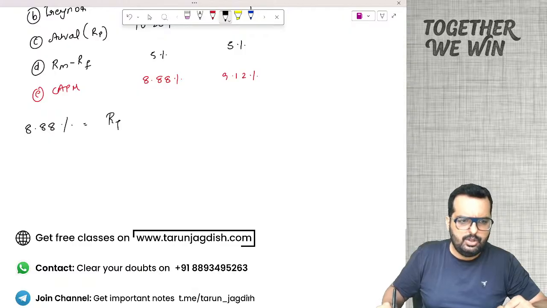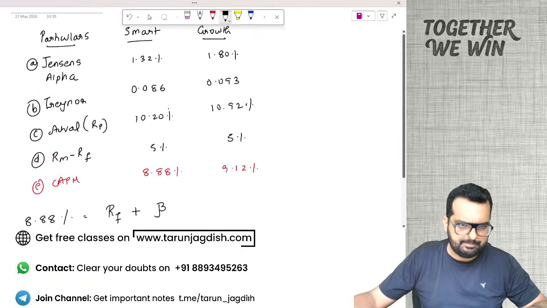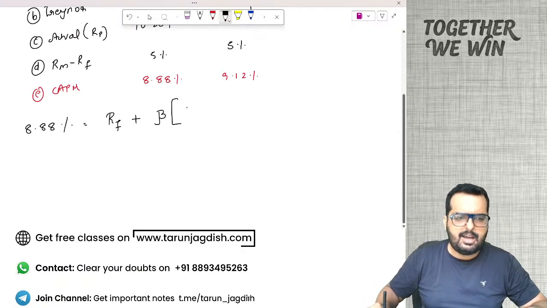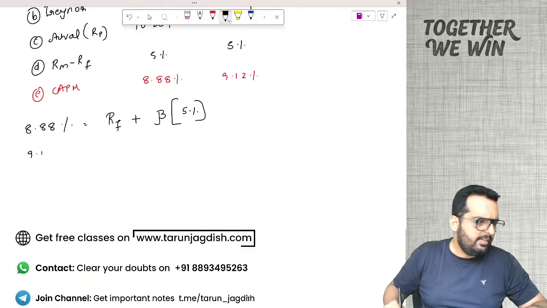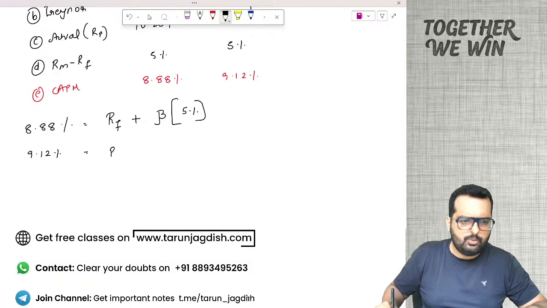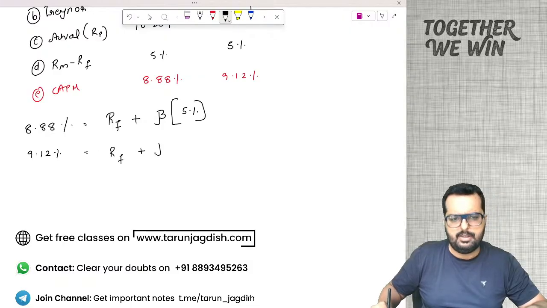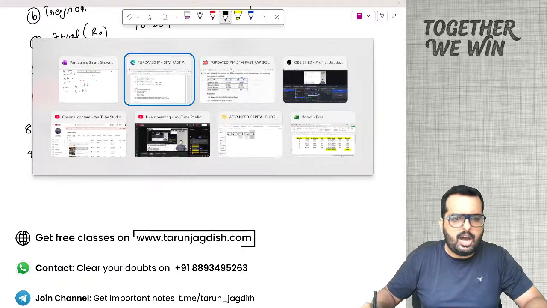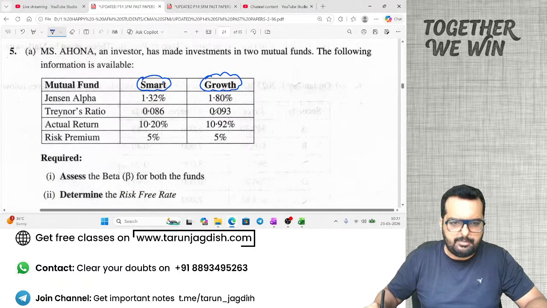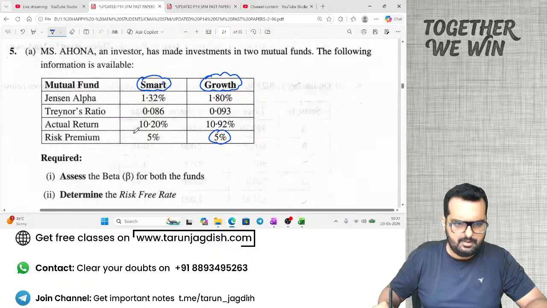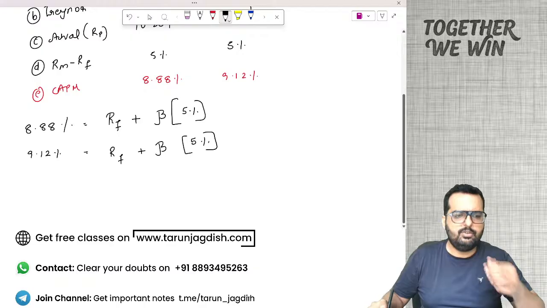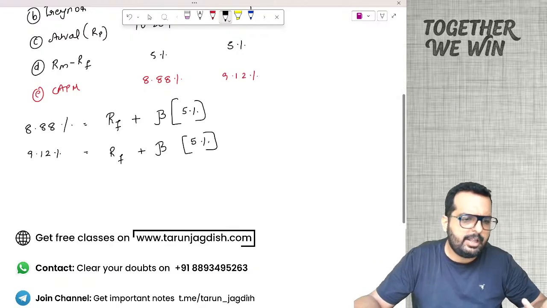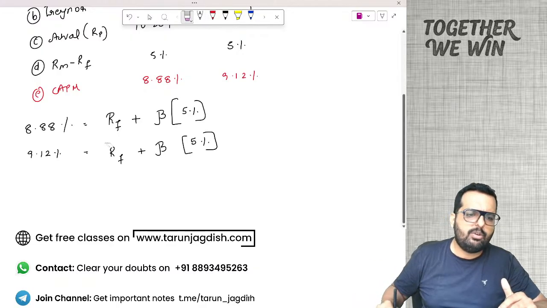8.88% is equal to some RF plus beta for Smart into RM minus RF, which we know is how much? It's 5%. Everybody clear? Same way, 9.12% is equal to RF plus beta into, again, RM minus RF, which is exactly constant. Am I right? RM minus RF will be how much? 5%. So when I'm trying to solve it this way, the problem that I'm facing is both are exactly constant.